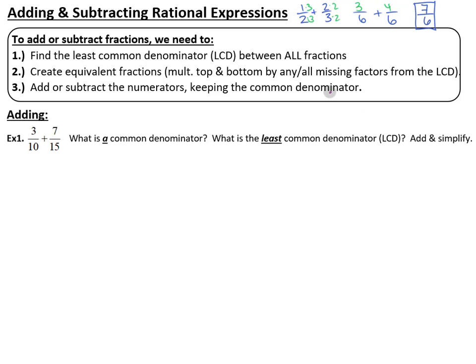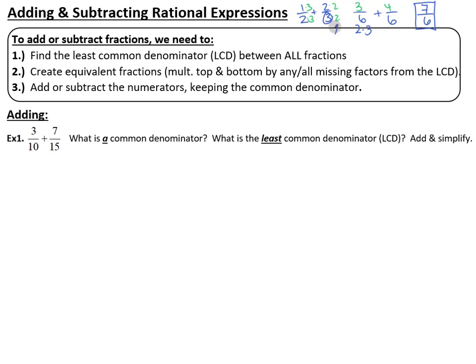Okay, so keep in mind we have to do those extra steps when we're trying to add or subtract with fractions. We're going to be doing that same idea, but with expressions today. So to add or subtract fractions, we need to find the least common denominator between all fractions. Create equivalent fractions, which is what we did when we created 3/6 and 4/6, by multiplying the top and bottom by any missing factors. So you might notice that 6 has factors of 2 and 3.